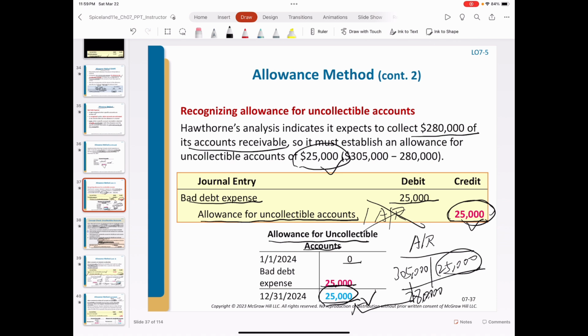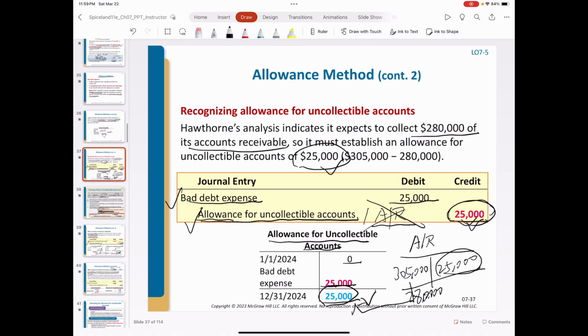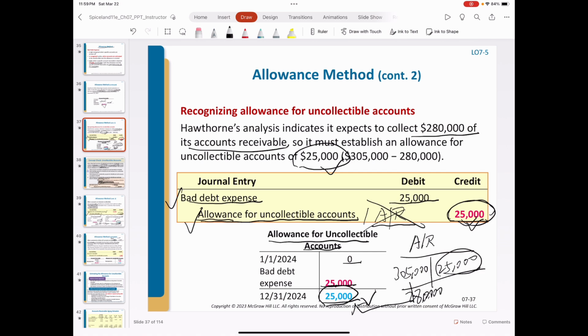In summary, we have 3 journal entries, 3 different accounting treatments under the allowance method. First, we estimate the uncollectible amount. So we will debit bad debt expense and credit allowance for doubtful accounts. This is why we name it the allowance method. The reason we do not credit accounts receivable, as I said, is because this amount is an estimate. By making this adjusting journal entry, we can avoid accounts receivable being overstated and bad debt expense being understated.